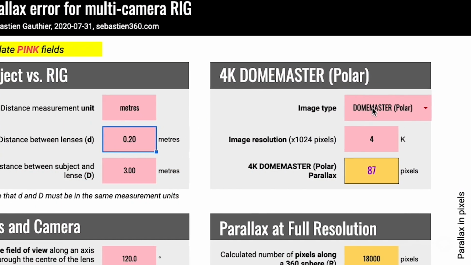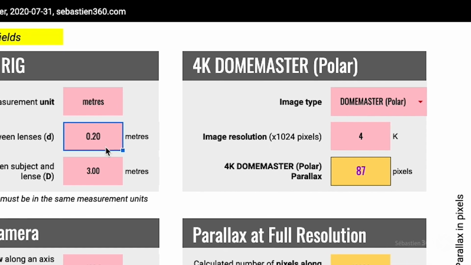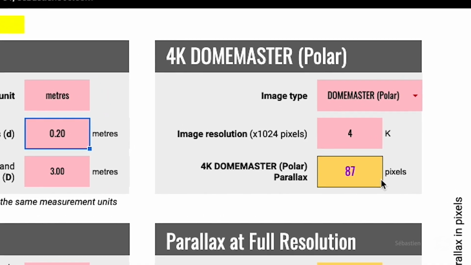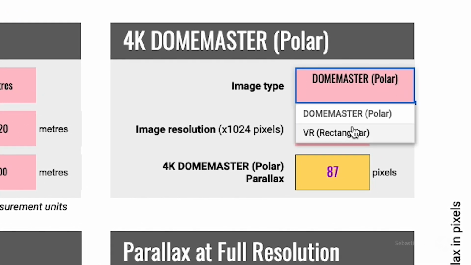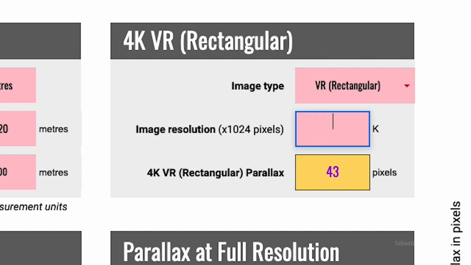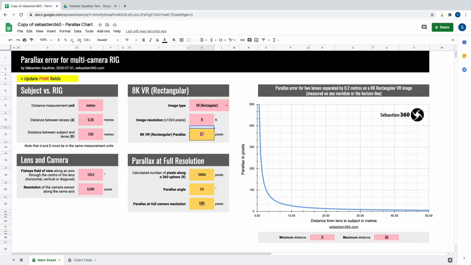So let's say we have a Dome Master of 4K. This subject in front of this rig will produce 87 pixels of parallax along the meridian. And if you are interested in VR, let's say 8K, you have now 87 pixels of parallax along the horizon using this rig. And on the right here, you have a graph showing you the error for a range of distances. So not only 3 meters, but in this case, from 0 to 50 meters, and you can change the range. This is useful if you want to have an idea of the danger zone of your rig.